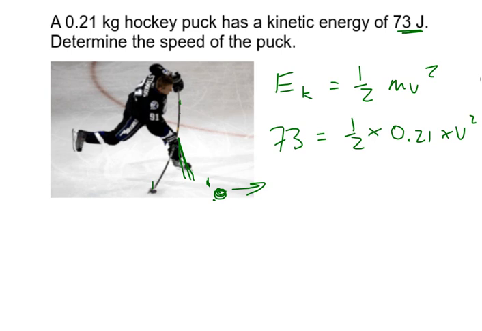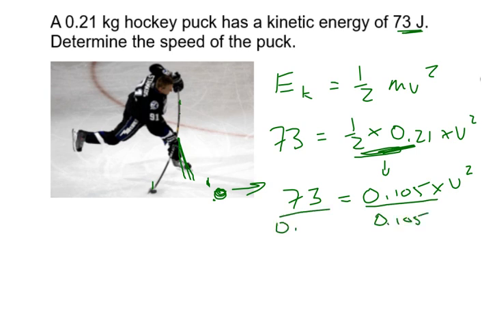The first one would be similar to what I did before. Why don't we take 1/2 and 0.21 and multiply them together? 0.5 times 0.21 gives you this number, 0.105, times v squared. So these two numbers are now one number, but it's being multiplied. How do you undo multiply? Divide. So I'll divide both sides by that number. 73 divided by 0.105 now gives me this number. Oh, this is gross.